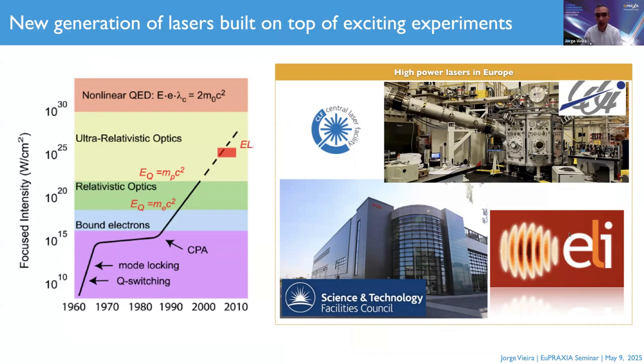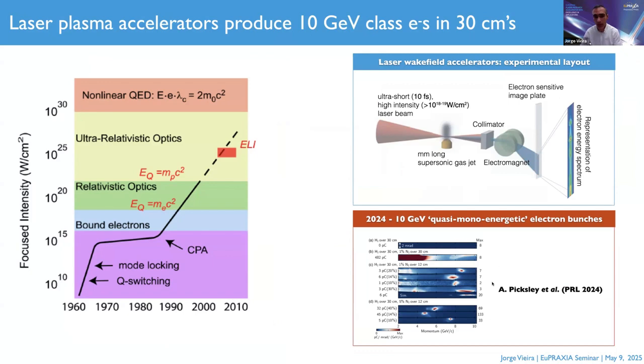And so now using these much more powerful lasers, today and recently, laser plasma accelerators were able to accelerate 10 GeV class quasi-monoenergetic electron bunches in a plasma with a length of 12 centimeters. So these are recent experimental results obtained in 2024, last year, and they show clearly these monoenergetic features at energies which are much higher, approaching 10 gigaelectron volts.